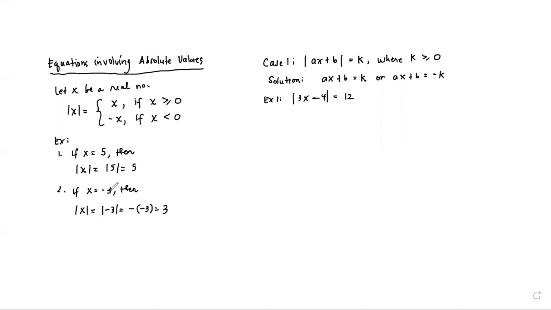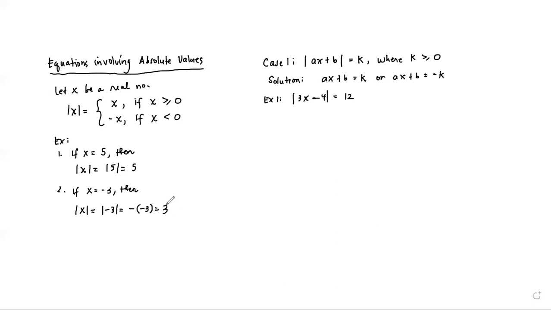However, if x is equal to negative 3, then the absolute value of x is equal to the absolute value of negative 3. And from the definition of the absolute value, we have to use negative x. So this means that we have negative of negative 3, which will turn out to be positive 3.